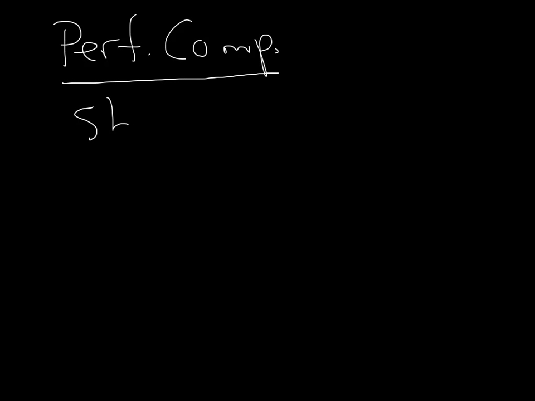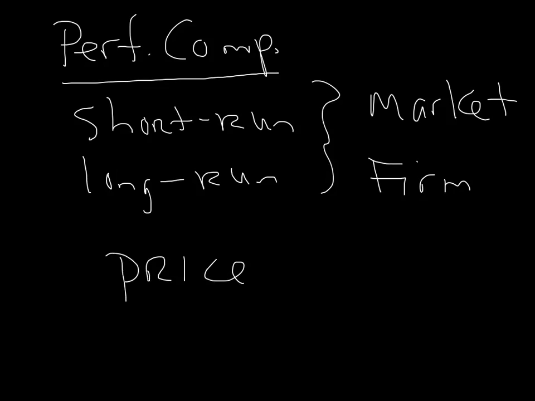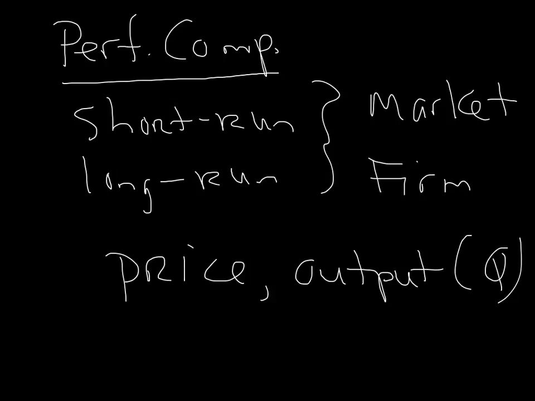For a perfectly competitive industry, we're going to look at the short run and the long run changes that occur both for the market overall and for the individual firm. The key changes are what happens to the price level and what happens to the output level, and the letter Q is going to be used to designate the output.